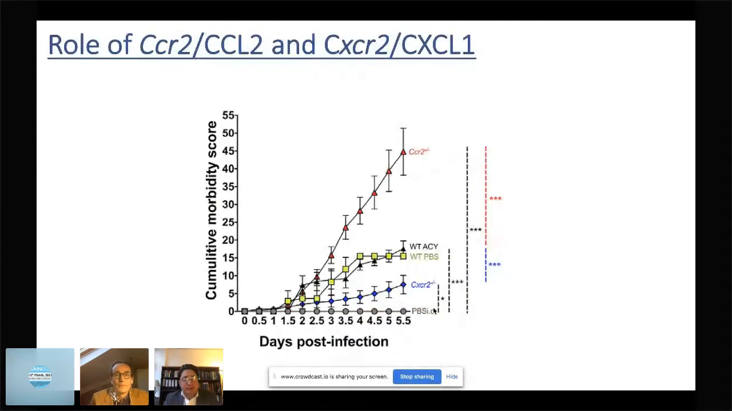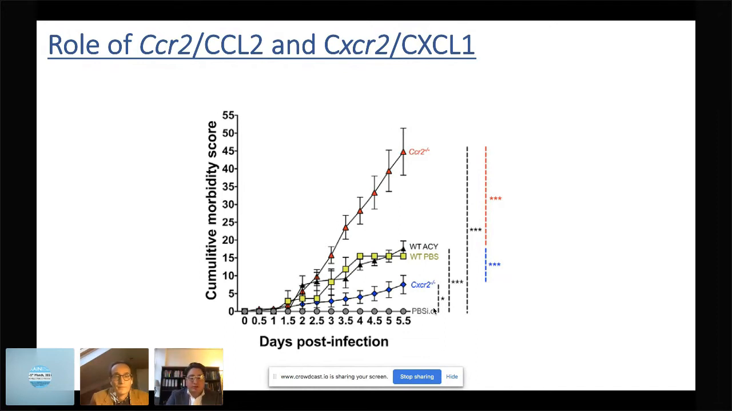So I wanted to understand if there was a phenotypic difference if we were to abrogate the signaling of these mediators. So using CCR2 knockout mice in red, which lack the cognate receptor for CCL2, there was actually an increase in cumulative morbidity. And conversely, in CXCR2 knockout mice, which lack the receptor for CXCL1, there was a marked reduction in terms of morbidity.